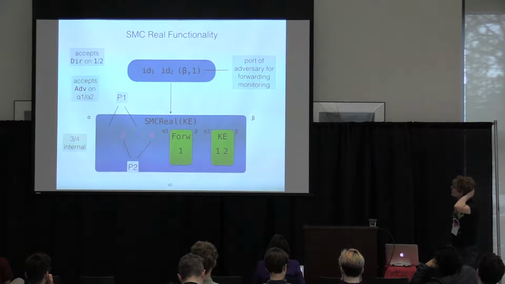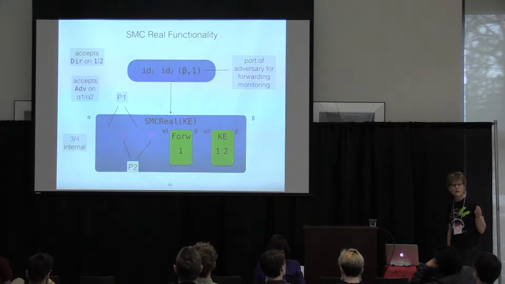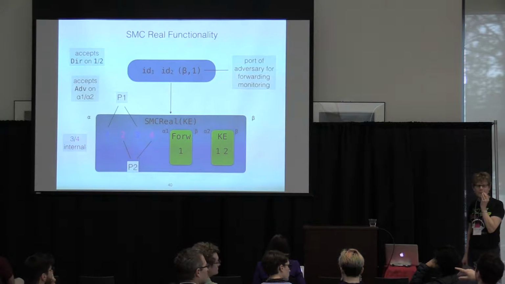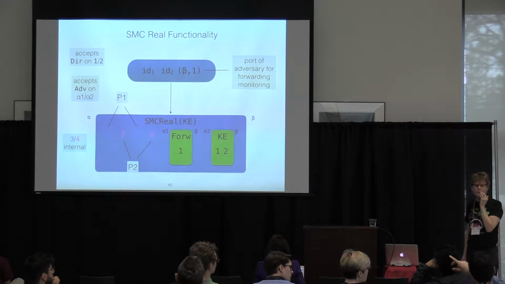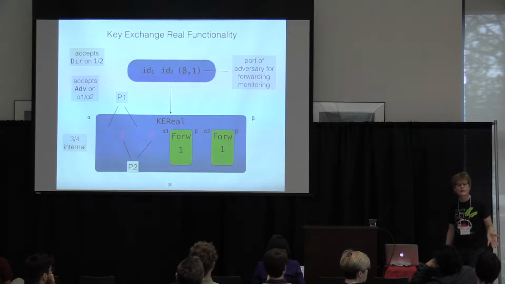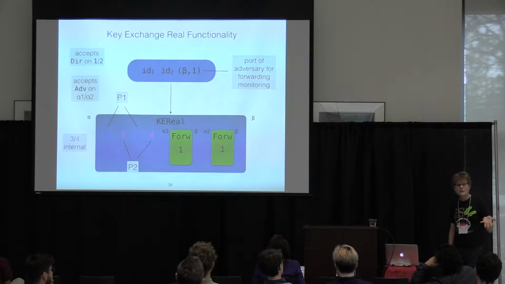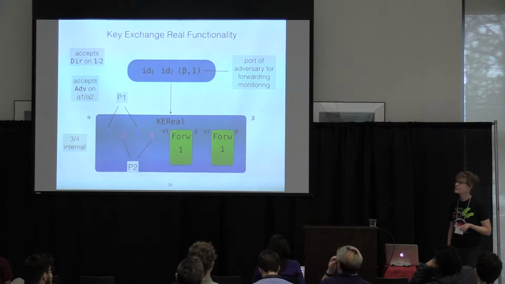And then what about SMC real, the real functionality for secure message communication? This is parameterized by some arbitrary key exchange functionality. Yes, so it's authenticated channels, and this is how we let the adversary see what would be going over the wire, over the network.